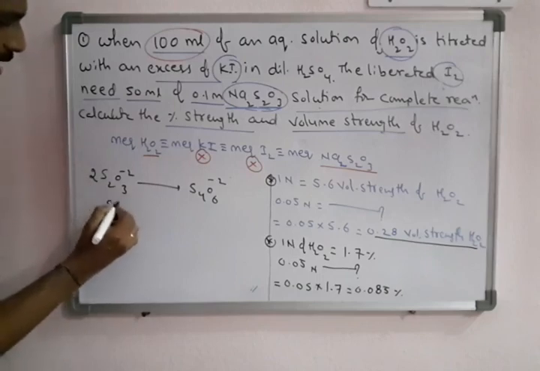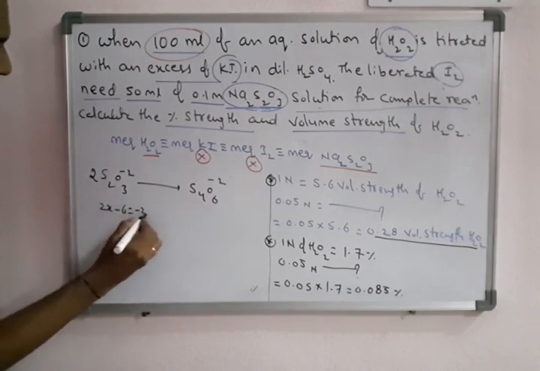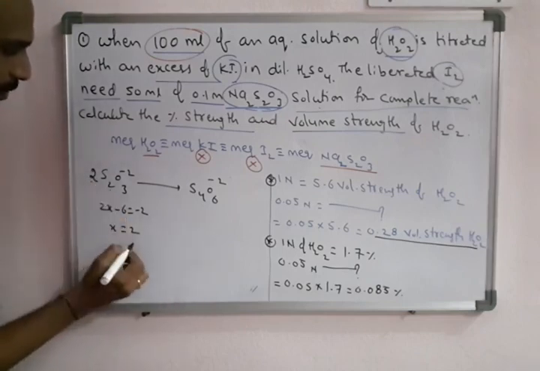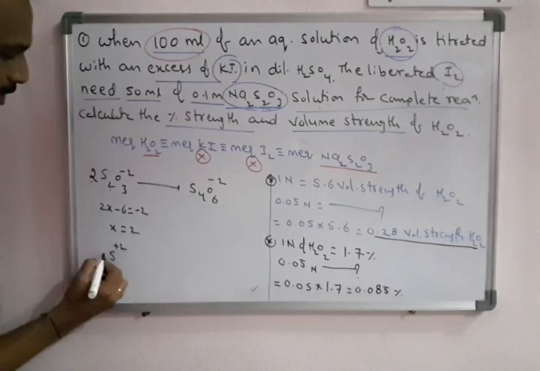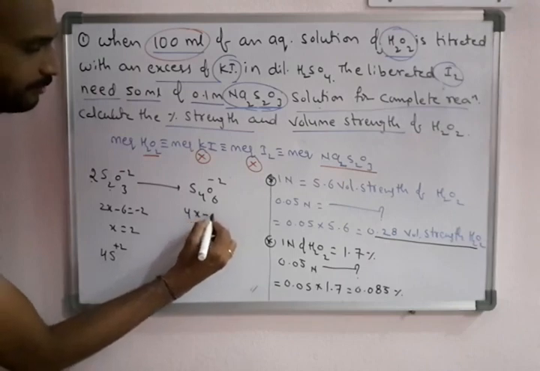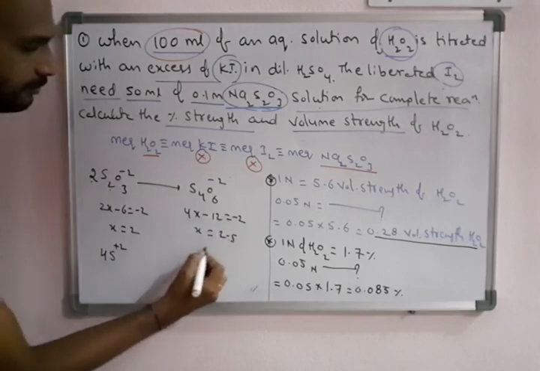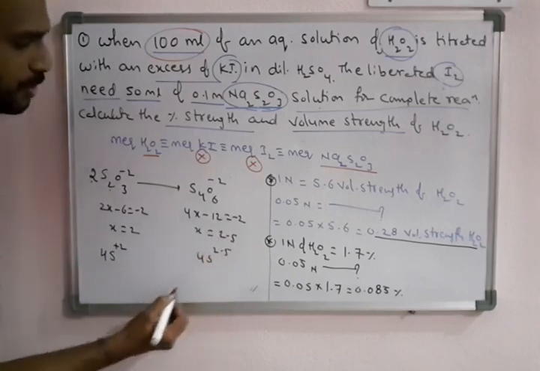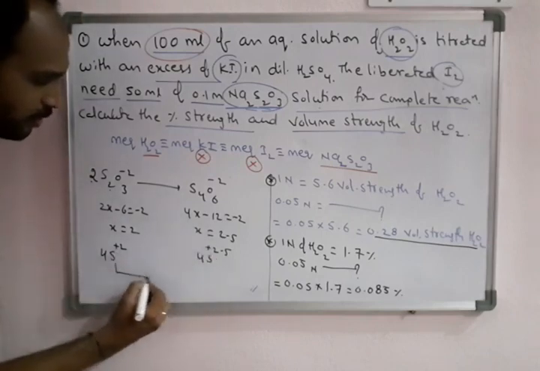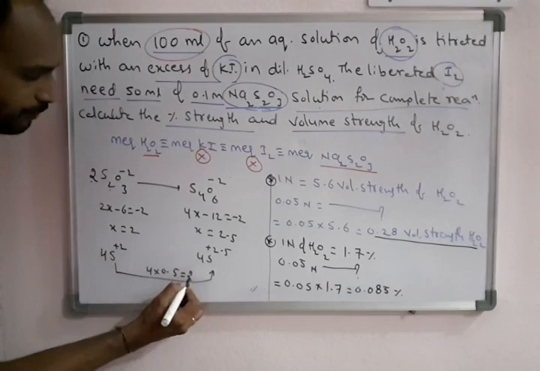Here, if you calculate the oxidation number of 1 sulfur, here totally 4 sulfurs are having plus 2. Here, if you calculate for 1 sulfur, here 4 sulfurs are having 2.5. 4 sulfurs of plus 2 becomes plus 2.5. So the change is 4 into 0.5, that is equal to 2.